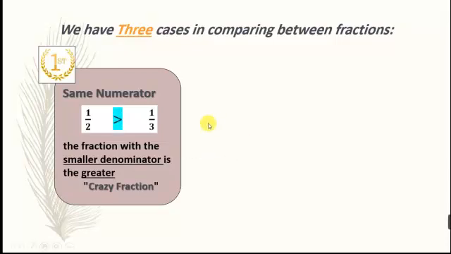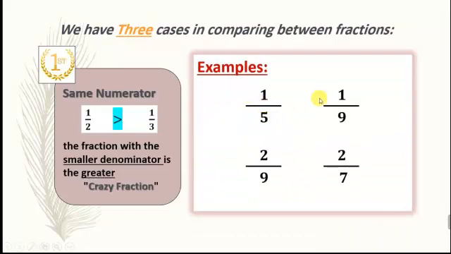Okay, let's see some examples. I have 1/5 and 1/9. Again, we have the same numerator, 1 and 1, so they are crazy fractions. So the smaller denominator will be the greater fraction. So 1/5 is greater than 1/9. Again, we have 2/9 and 2/7. We have the same numerator, 2 and 2. So the fraction that has the smaller denominator is the greater, or the fraction that has the bigger denominator is the smaller. So we are going to put smaller than. This is the first case.